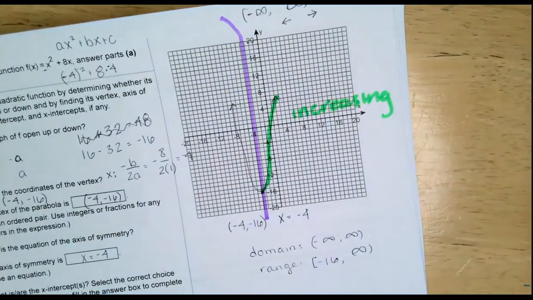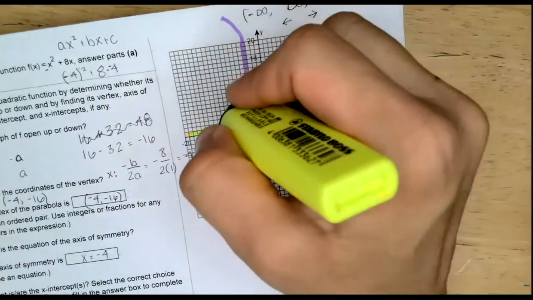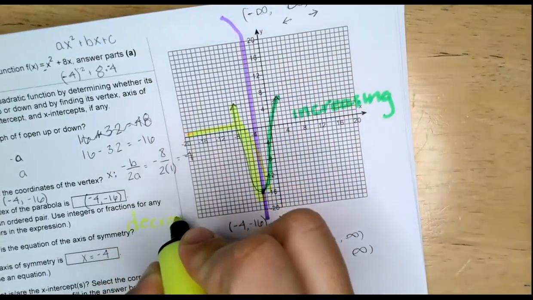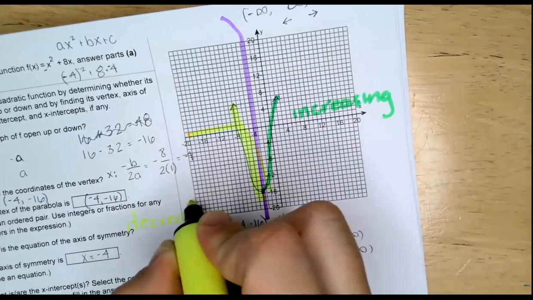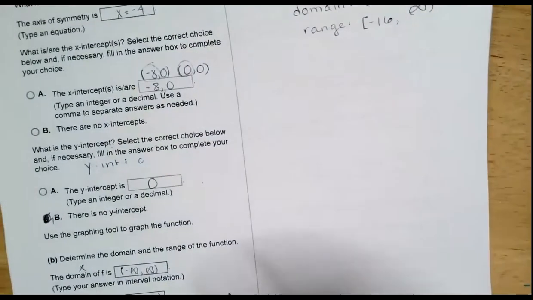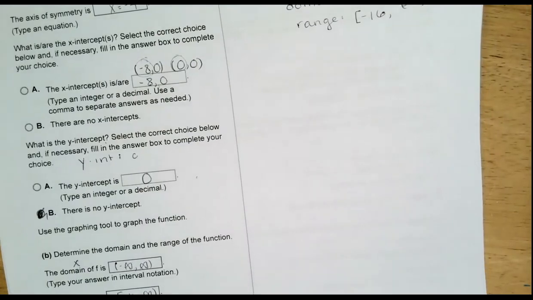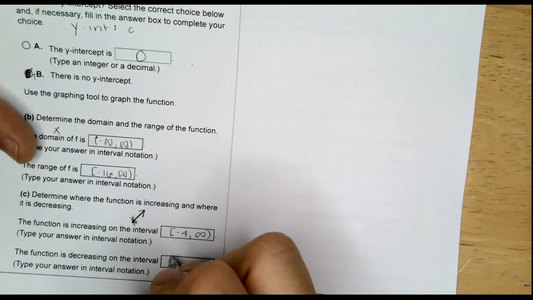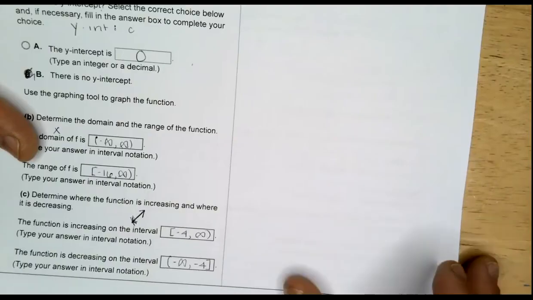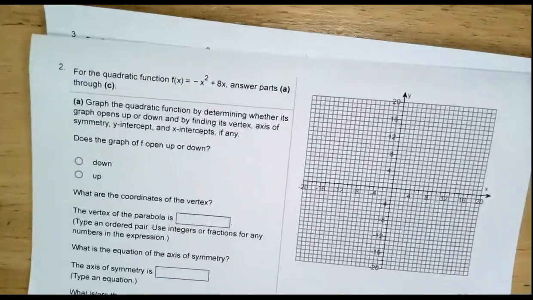Good. If I read it like this and start going down, that's decreasing, right? So this half is decreasing. This half is increasing. So it's increasing on the interval negative 4 to infinity. Oh, I'm sorry. And it's decreasing from negative infinity to negative 4. Those are all our questions.